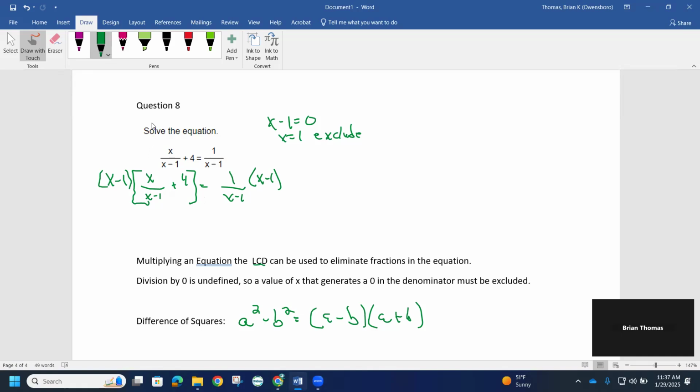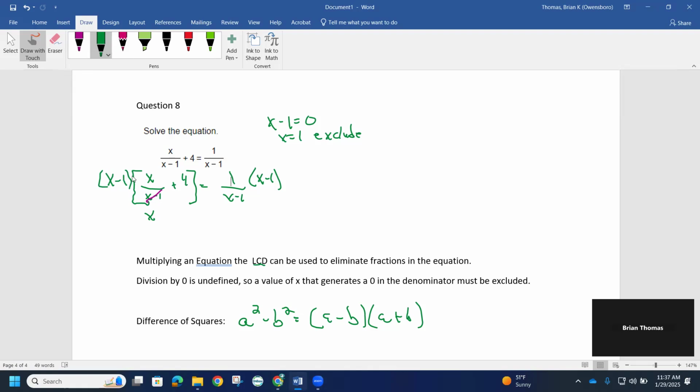The reason we did this is to eliminate fractions. When I multiply x minus 1 times the first term, the x minus 1's will cancel, so the only thing left is just the x. Those cancel out altogether. I'm not really multiplying anything but 1 through, and 1 times x is just x.